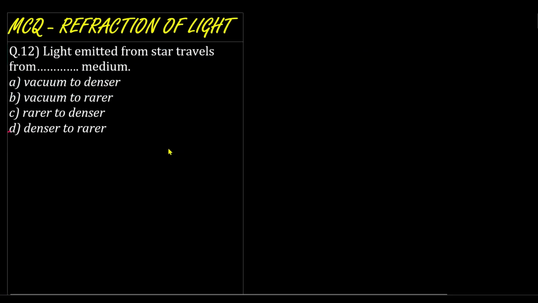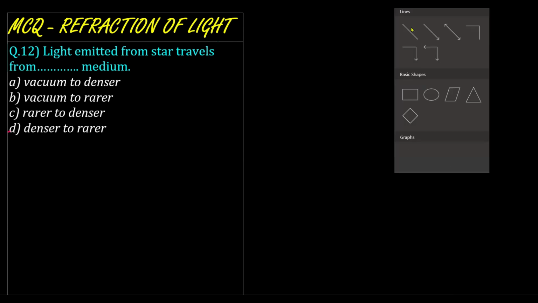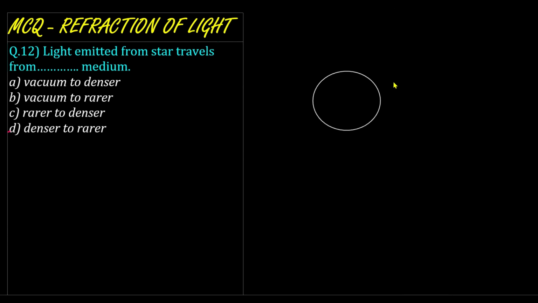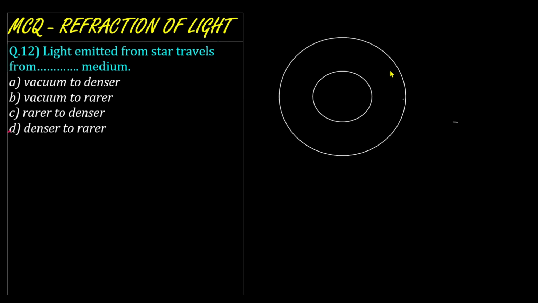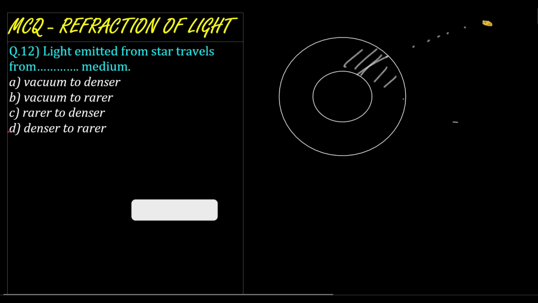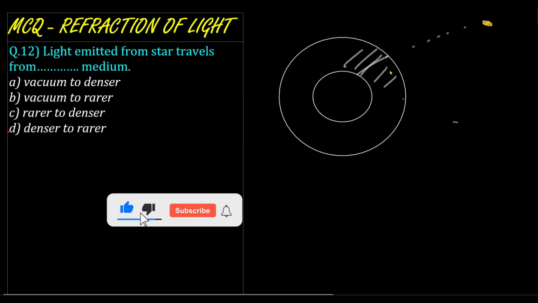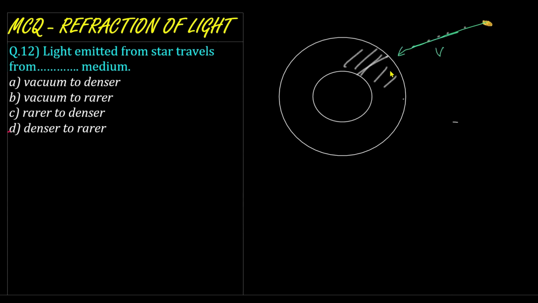Now we are on the last question. It says that the light emitted from the star travels from dash to dash medium. Everybody knows that the atmosphere extends up to a certain number of kilometers, right? Let's say this is the air present over here, and there is no air beyond this in space. So if this is a star and the starlight is traveling like this, it is traveling in what? Vacuum, as there is no air over here.